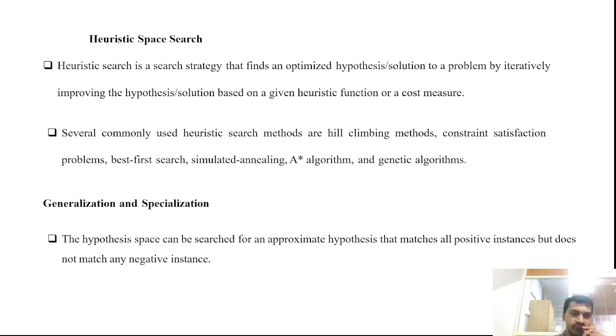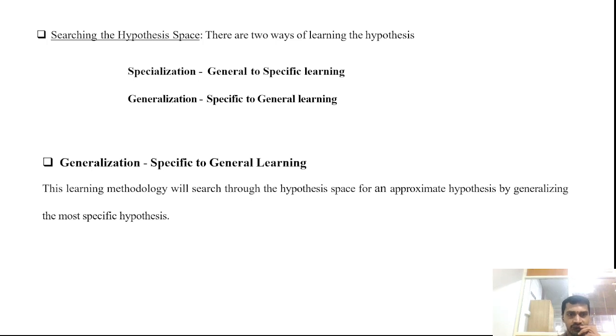The main importance of generalization and specialization is that the hypothesis space can be searched for an approximate hypothesis that matches all positive instances. Whatever hypothesis we define or derive matches all positive instances but does not match the negative instances. That is the main aim when we specify generalization or specialization. We have two methods, as I told: specialization and generalization.